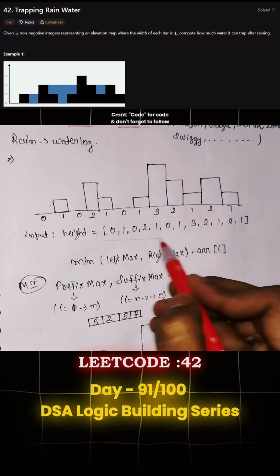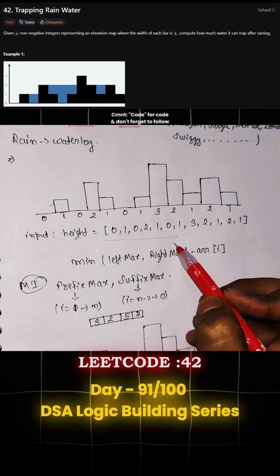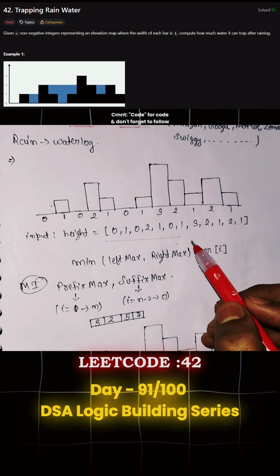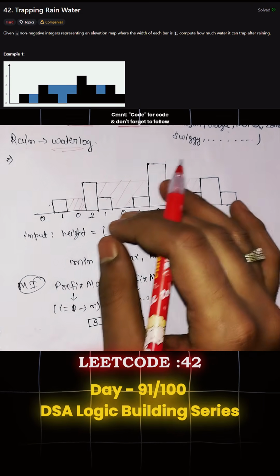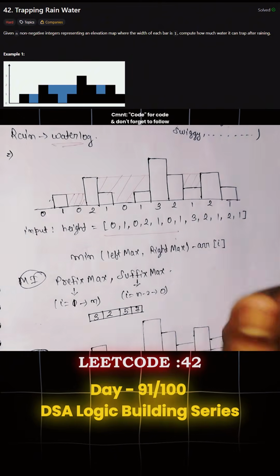We are given an array in which the height of the buildings is given. Our task is to find the total amount of trapped rainwater which will be stuck between those buildings. So we have to calculate the total amount of rainwater trapped between those buildings. So how to calculate that?